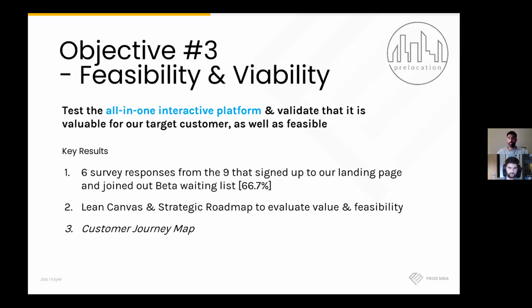Like I mentioned before, we sent a survey automated to their email once they signed up. Out of the 9 people that signed up, we got 6 survey responses, which was good and really helped to validate those issues that they're experiencing. We then looked to move on to produce a lean canvas, a strategic roadmap, and also a customer journey map, which I'll talk through on the next slide.